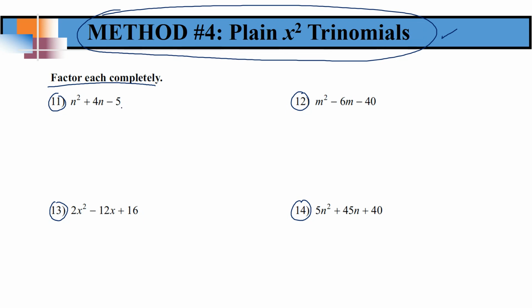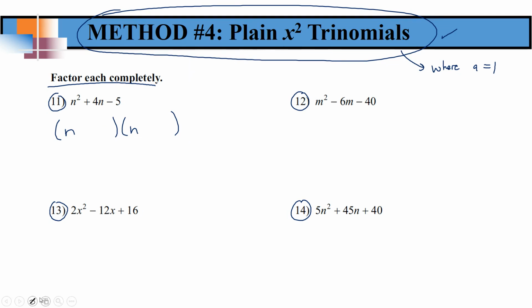Now I call these plain x squared trinomials. Another way to talk about them is quadratic trinomials where a is equal to 1. We've done a little bit of factoring with these throughout the semester, but I want to remind you. In order to figure out how this is factored, first, I know that this is going to begin with an n, and this is going to begin with an n. N times n is n squared. The question is what number goes here and what number goes here.